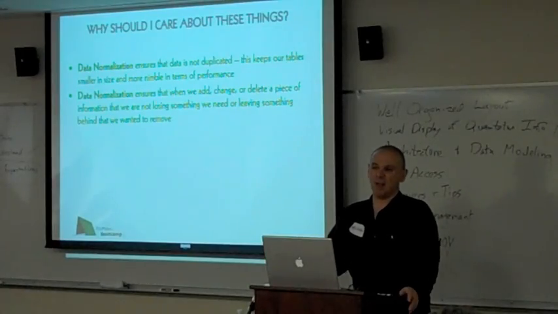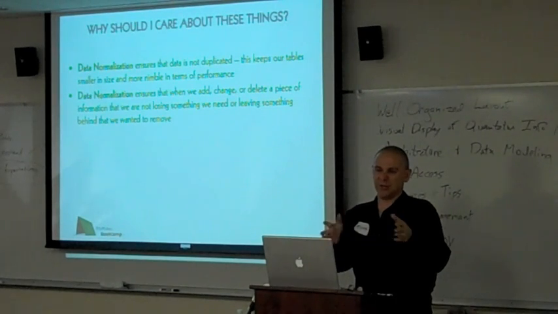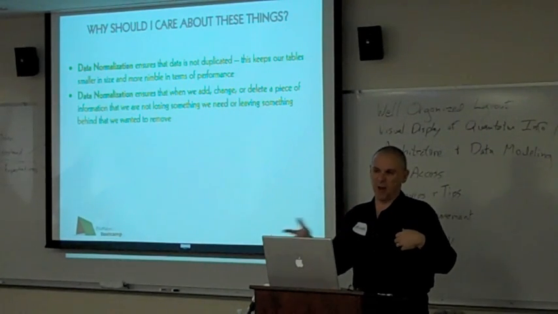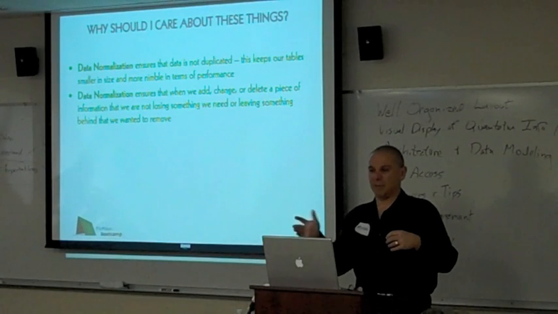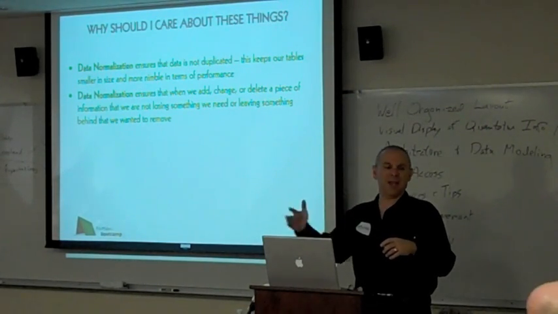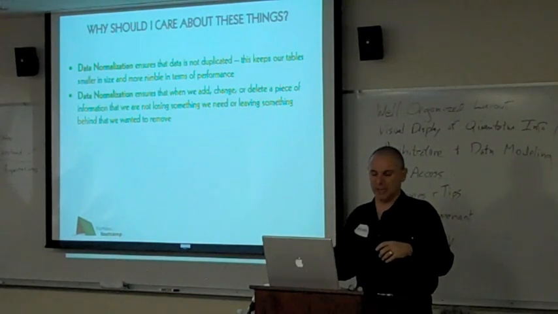Data normalization is all about making your data structure clean and keeping it efficient. You don't want data duplicated. You want to know that if you delete something, that's all you're deleting. You don't want to lose information. You don't want to have to enter things twice. That's the whole point of doing this.